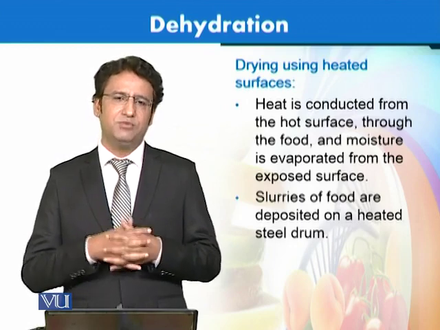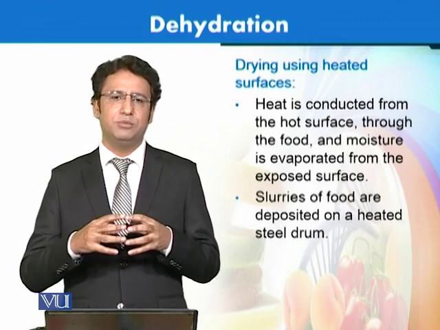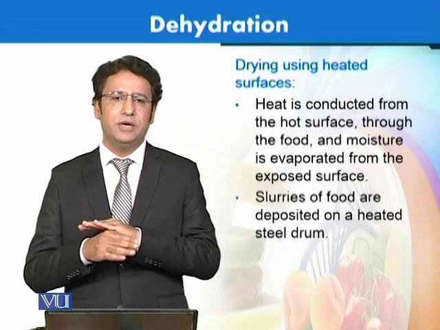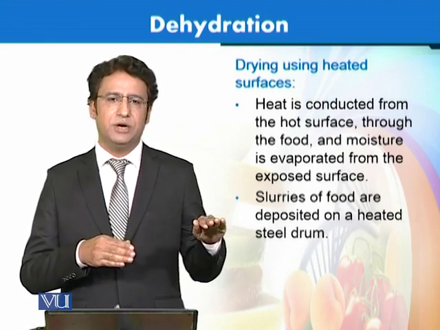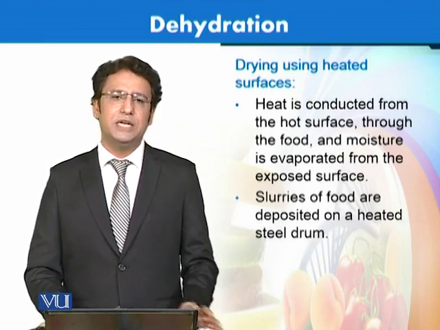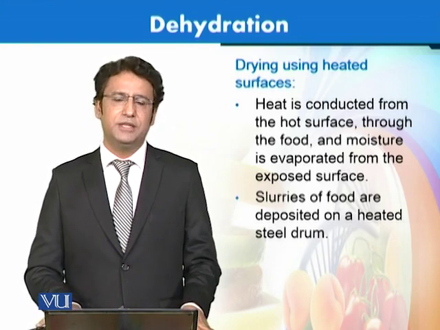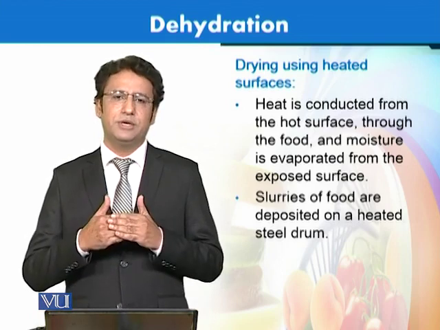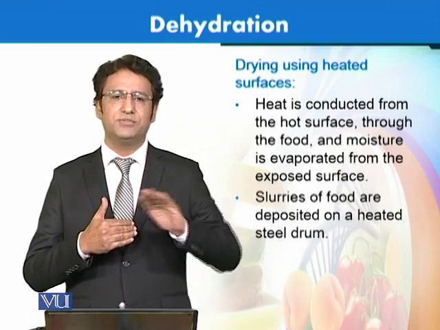Normally, this process involves a slurry. The food has to be made in the form of a slurry. It is then spread on these hot surfaces, and then it can be dried quickly. And we normally use steel drums that have a good capacity to heat and transfer heat to the food.